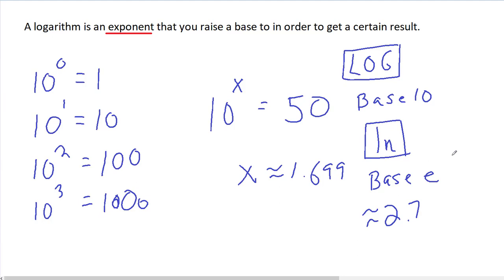So at a later time, we'll talk about how you can find, for example, a base of 2 to some power gives you a certain outcome. We can use logarithms to do that as well, but we have to have a formula for doing that, and we will talk about that later. So keep in mind that the logarithm is just an exponent. We're looking for an exponent that we raise a specific base to in order to get a certain result. In the case of base 10, we can use the log key on our calculator. In the case of base e, we can use the natural log key.